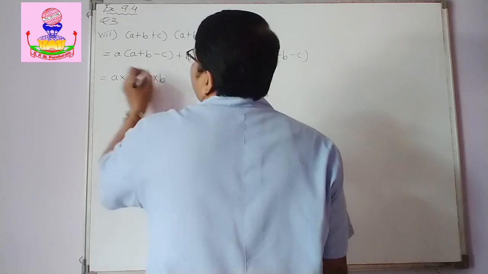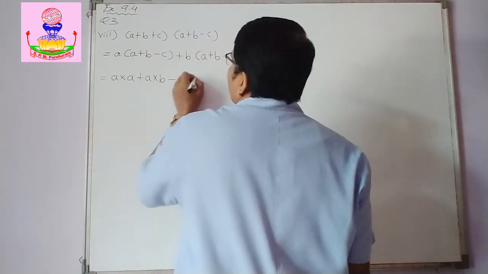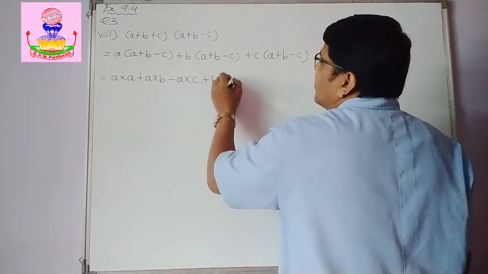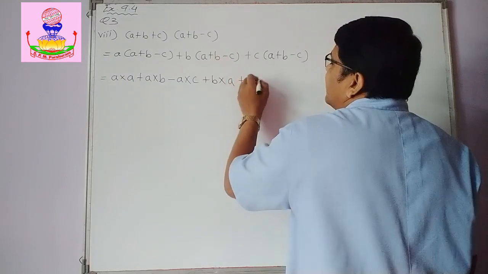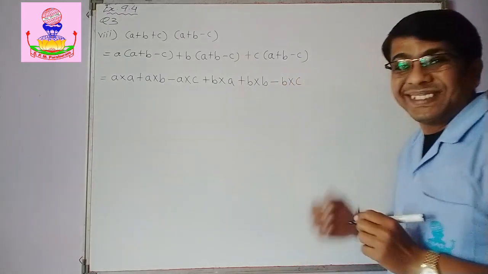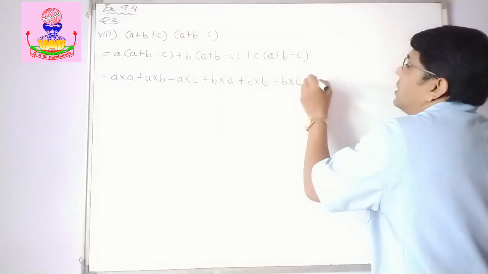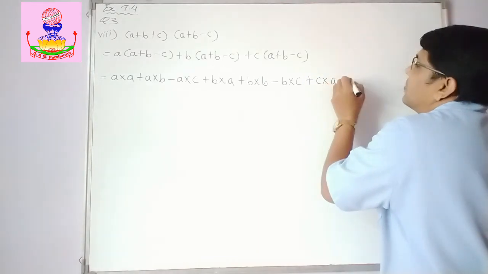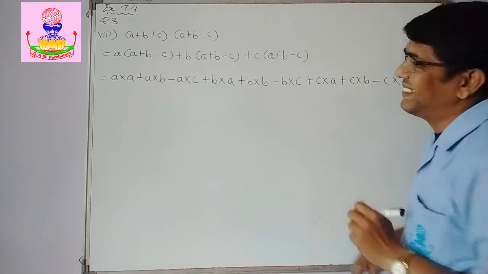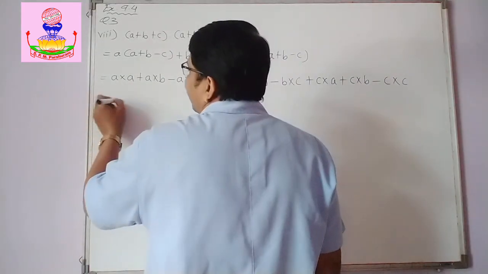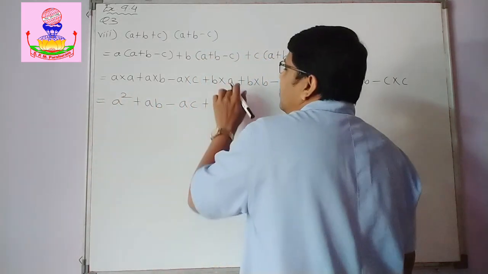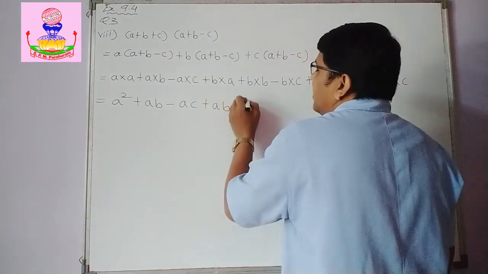multiply. A into a, plus into plus, plus, a into b, plus into minus, minus, a into c, plus into plus, plus, b into a, plus into plus, plus, b into b, plus into minus, minus, b into c. Okay, now plus into plus, plus, c into a, plus into plus, plus, c into b, plus into minus, minus, c into c. Now a into a, yes, obviously a square, plus ab minus ac, plus b into a, that is ab, plus b into b, b square, minus bc, plus ac, plus bc, minus c square.